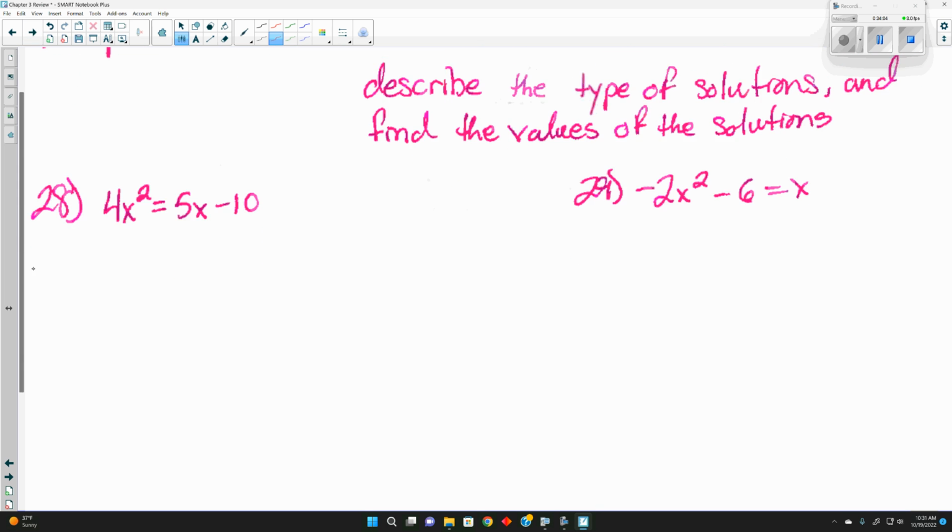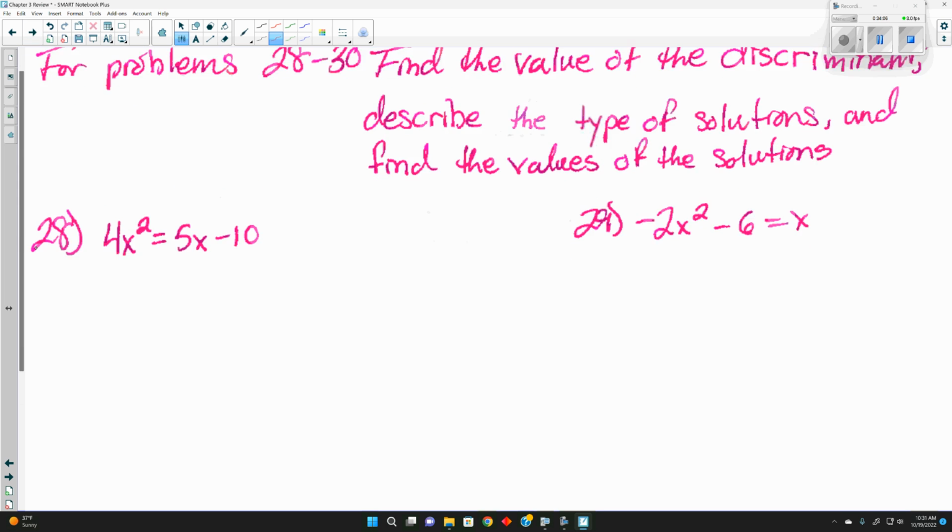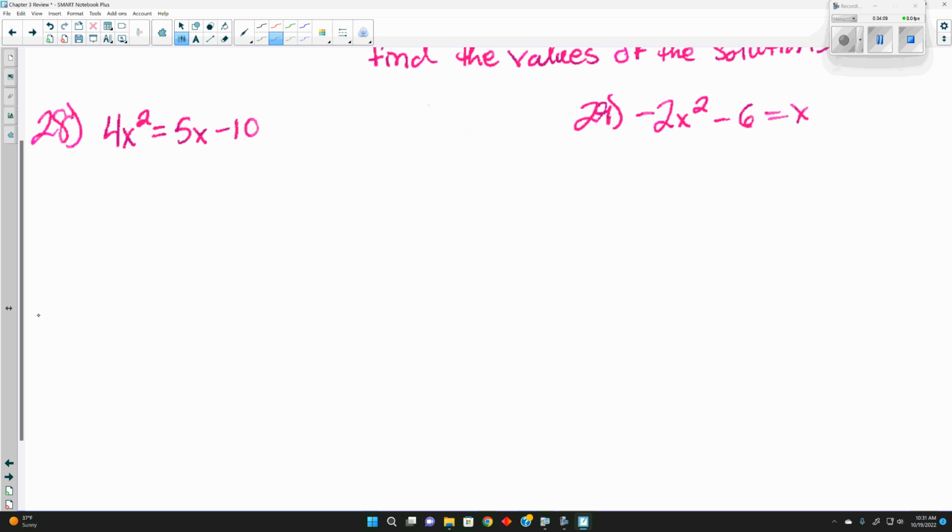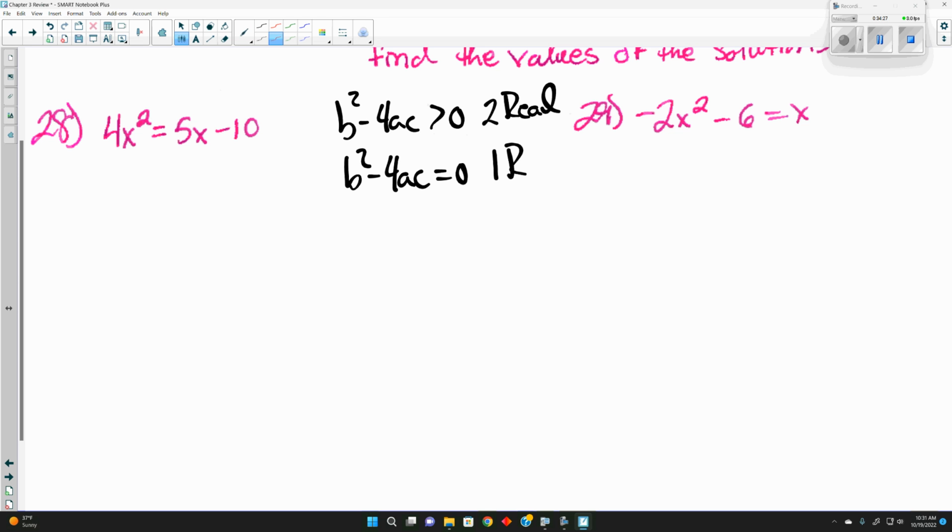Find the value of the discriminant and describe the type of solutions. I'm not going to make you find the values of the solutions on the test. I just want you to find what it is and what types we have. Because if b squared minus 4ac is greater than 0, we have 2 real solutions. If b squared minus 4ac is equal to 0, we have 1 real solution. And if b squared minus 4ac is less than 0, we have 2 complex or 2 imaginary solutions.